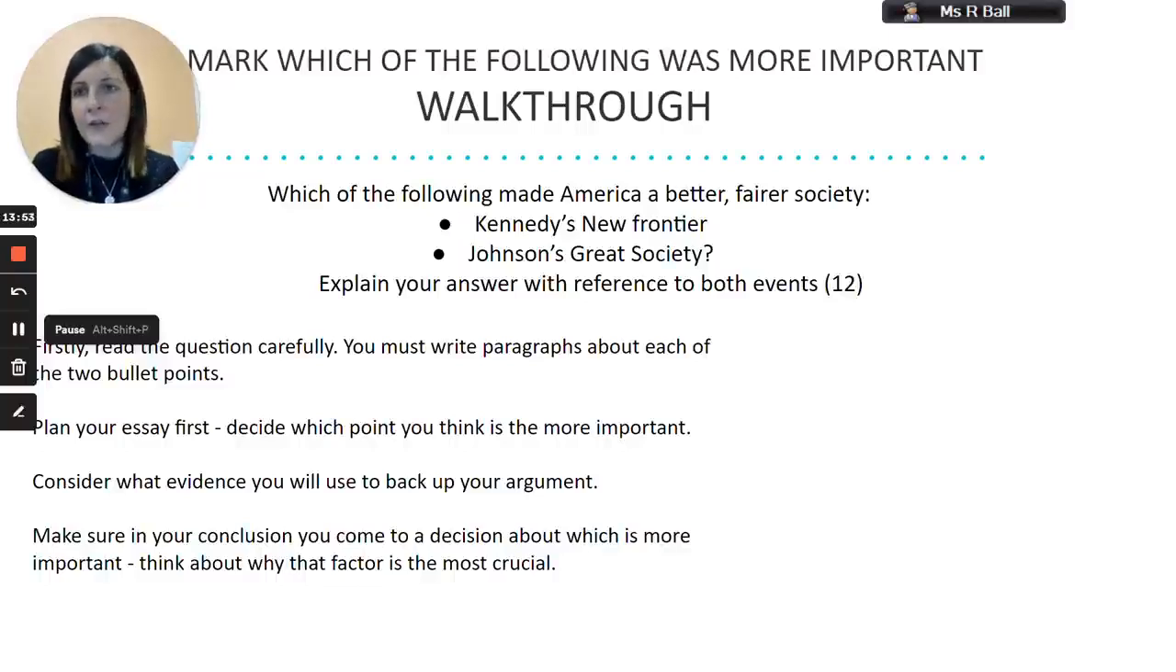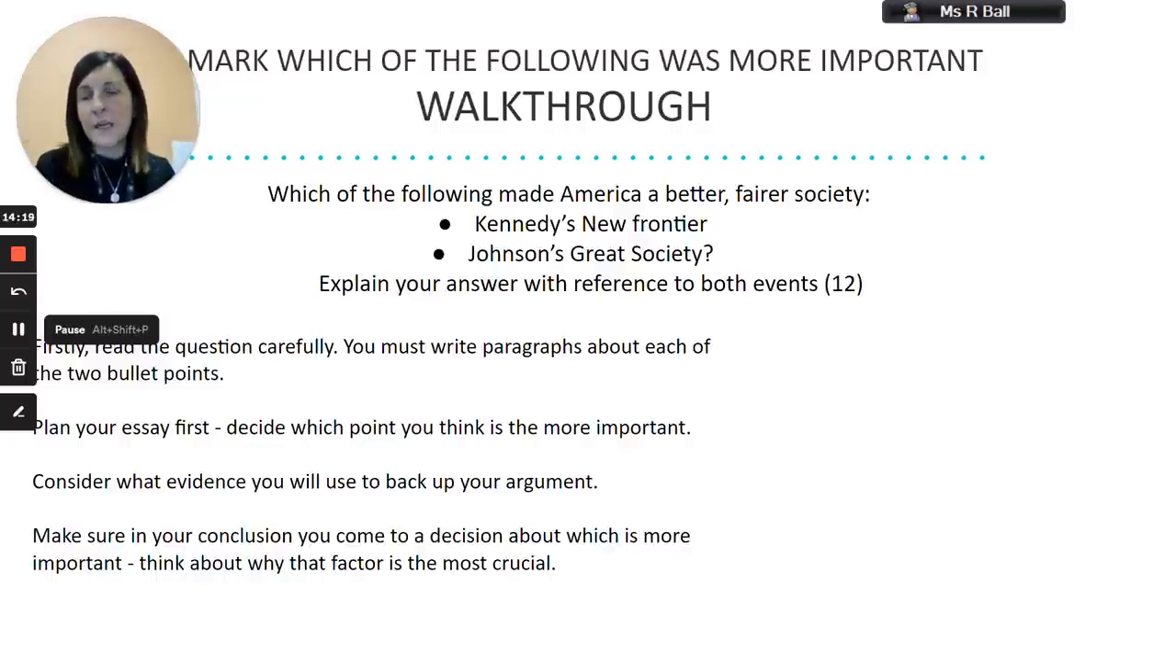You must plan your essay first. Before you even start writing, you must be clear in your own mind which of those things is the most important. In this case, which made America a better, fairer society? Do you think that it was Kennedy's policies around his New Frontier or Johnson's policies around his Great Society? Please don't flip-flop in your arguments, change your mind halfway through your essay.